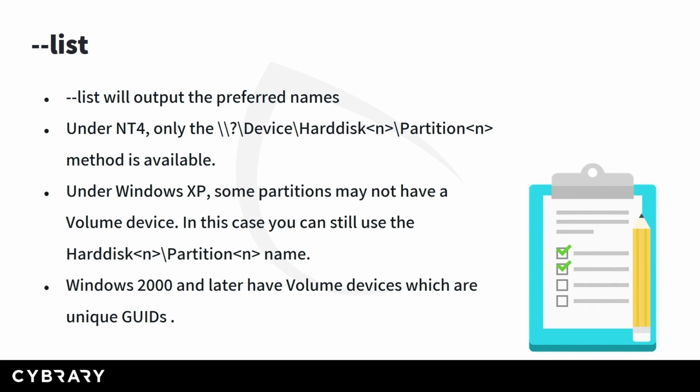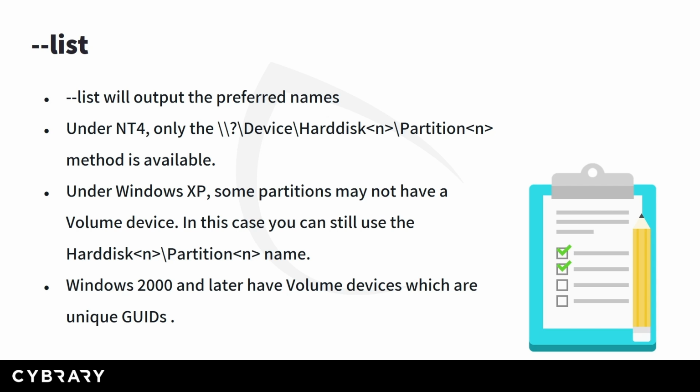Windows provides a number of ways to name a device. The list command will output the preferred names. Under NT4, only the device hard disk partition method is available, with partition 0 being the entire disk. Under Windows XP, some partitions may not have a volume device. In this case, you can still use the hard disk N, partition N name.